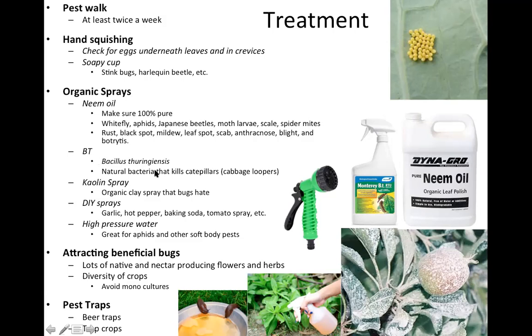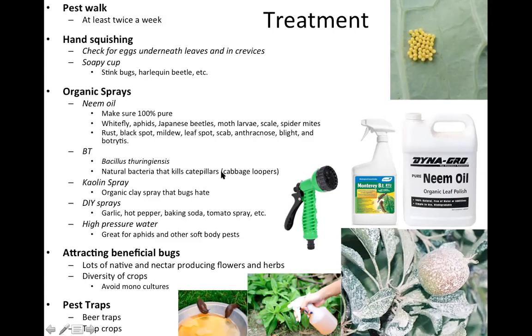But like BT, I forget the name of it. One's like a direct killer that only targets certain things, and then other ones are like a general killer. I know that's not the right word, but it's like a direct killer because it only kills loopers and caterpillars. So this is something you don't have to worry about taking out bad things or good things with.